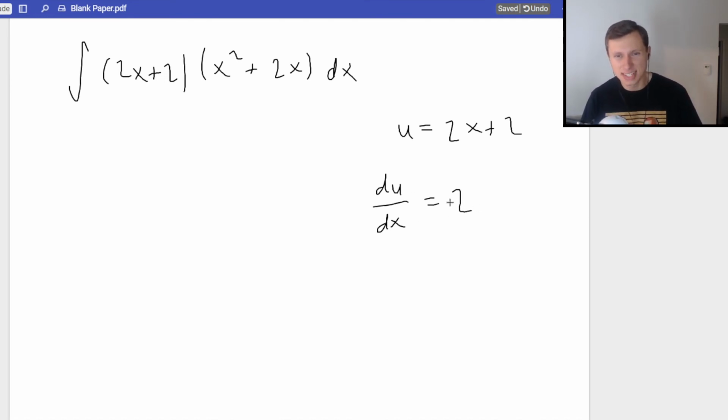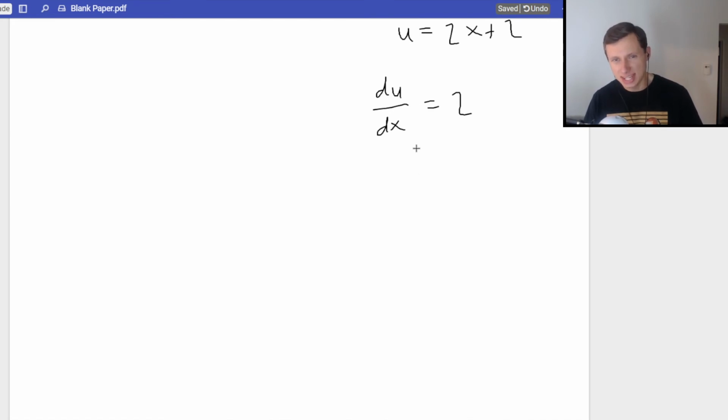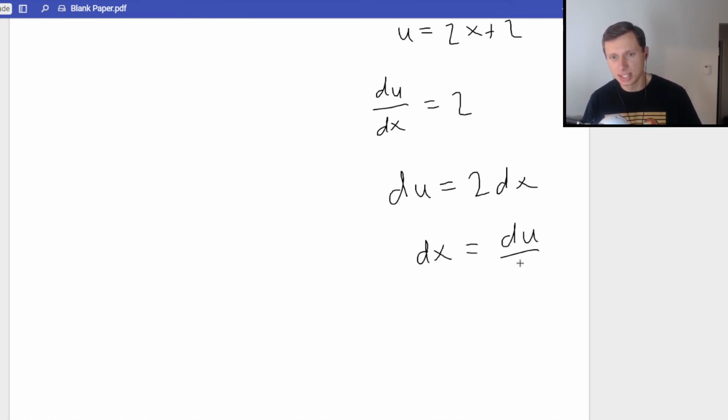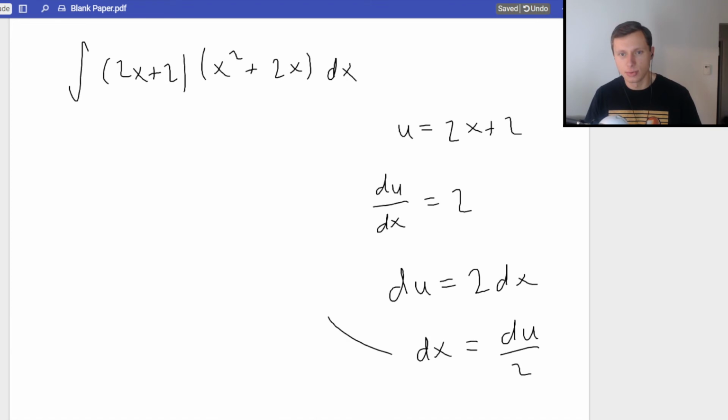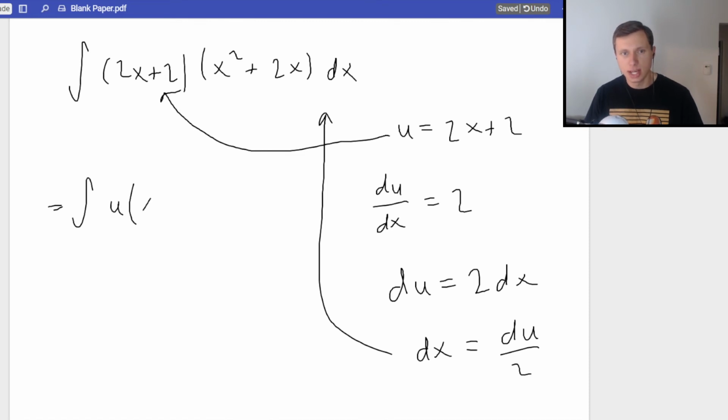So du dx is going to equal 2. Again, I need to solve for dx. So I multiply both sides by dx. Du equals 2 dx. And then for dx, I divide both sides by 2 to get dx equals du divided by 2. Okay. Now again, I plug in dx right here. I'm going to plug in u right there. We're going to get the integral of u times quantity x squared plus 2x times dx is now du divided by 2.